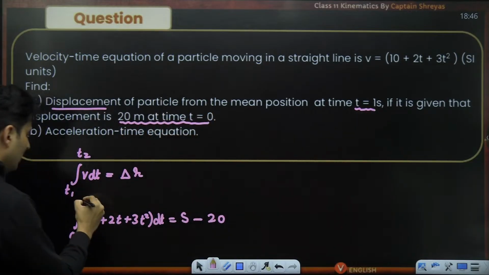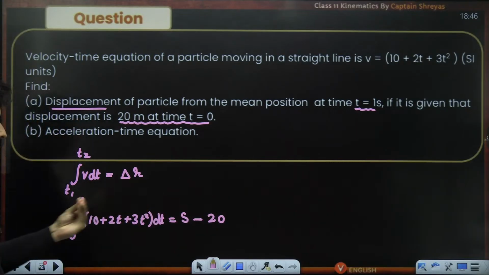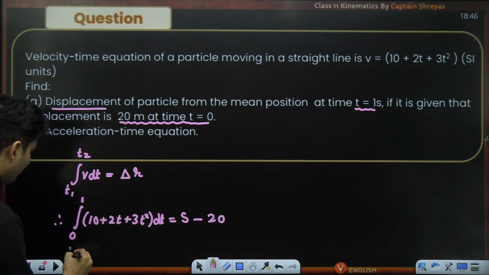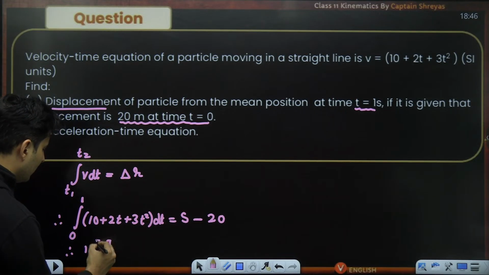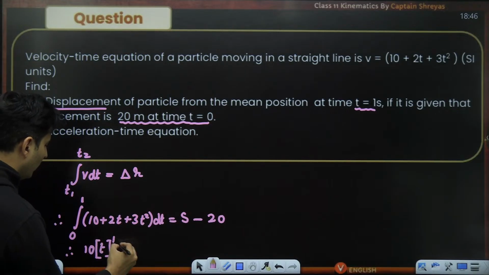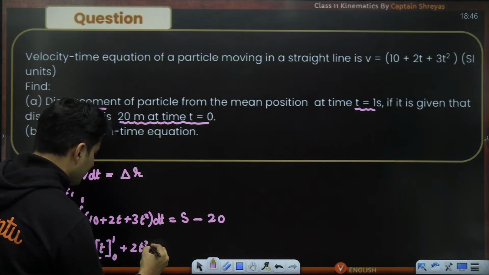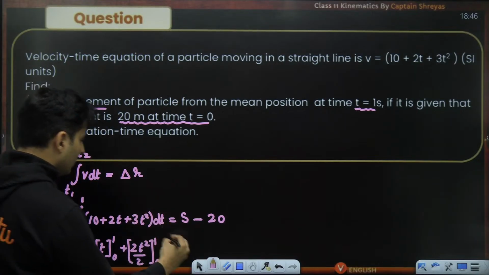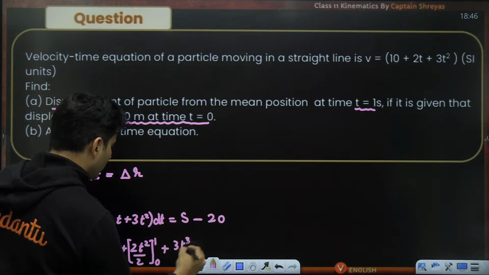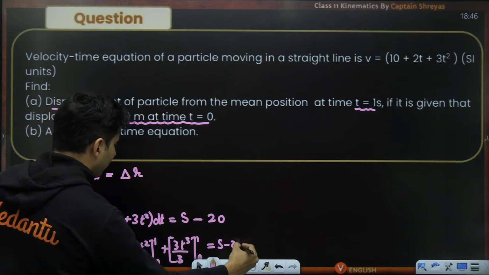This is the upper limit. So when the time is 1 second, how much is your displacement? That is how you frame the limits with the final and initial values. Okay. So we just need to integrate this, I believe. So this will be 10 and t, because 10 dt will be integrated as 10t from 0 to 1, plus 2t's integration will be nothing but 2 into t square by 2, again upper limit and lower limit, plus 3t square's integration will be 3t cube by 3, upper limit, lower limit over here, s minus 20.